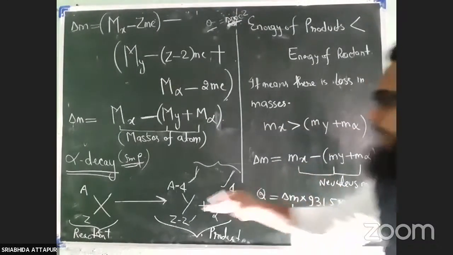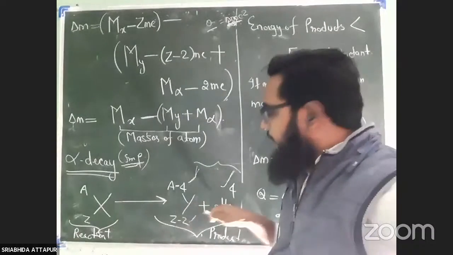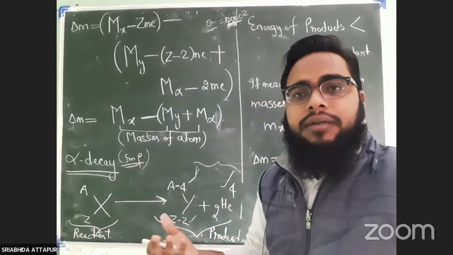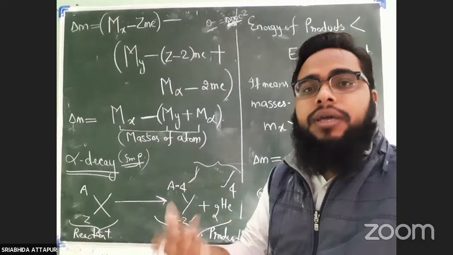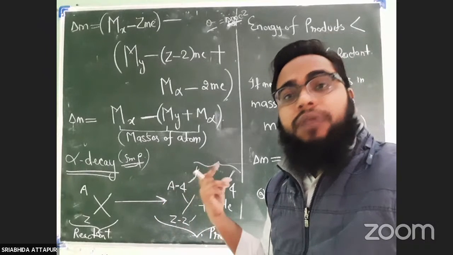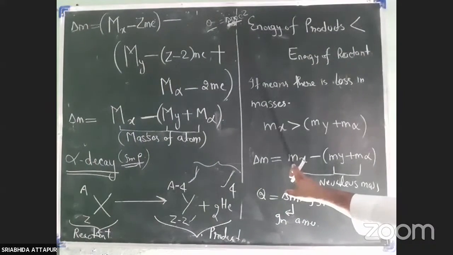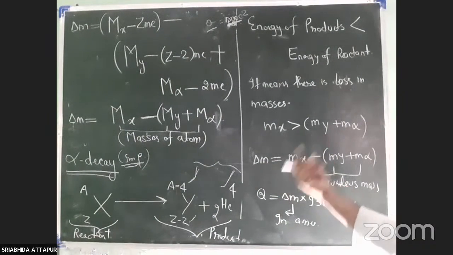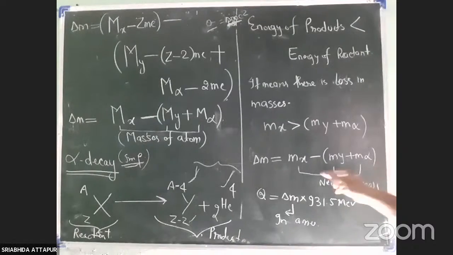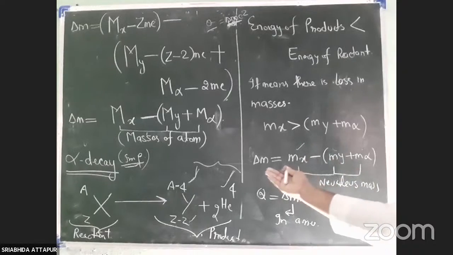One more thing: in this reaction, who will take part? The nucleus will take part. Therefore we will worry more about the nucleus, not the total particle. So we will write what is the change in the masses of the nucleus. So mx minus my plus m alpha: these are the products, and this is the reactant. So we get delta M.